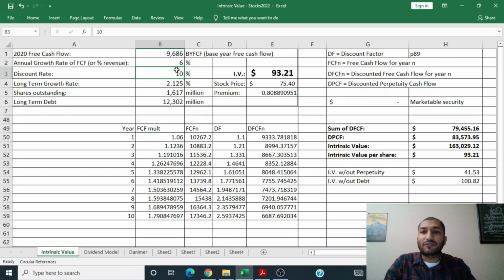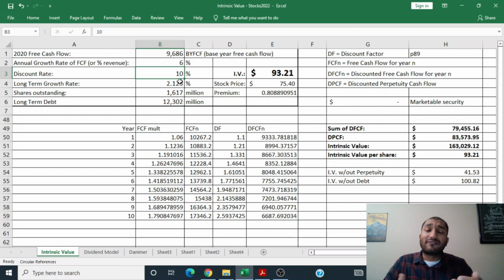I'm using a discount rate of 10%. What this means is I want this investment to give me a 10% return. I like a discount rate of 10% because I think about the rule of 70, where if we divide 70 by the discount rate, it gives us how many years it would take for us to double our investment. So if we divide 70 by 10, it gives us 7 years. For me, 7 years is the maximum that I want to wait to double my investment.